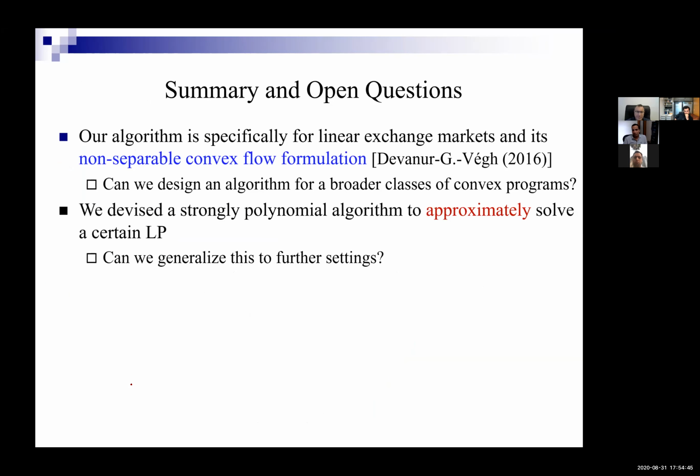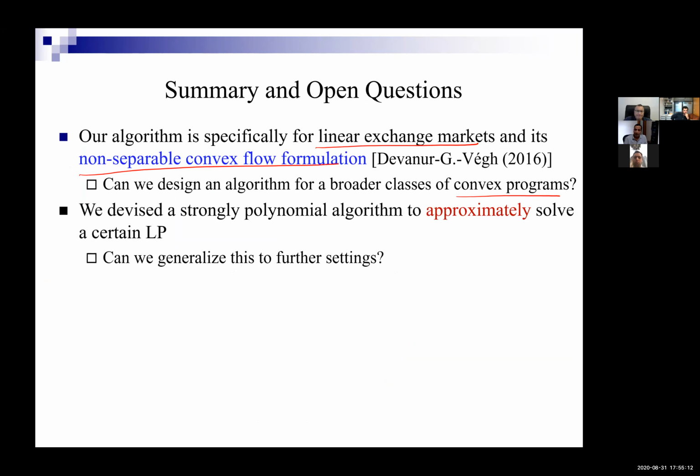So let me stop with a summary and some open questions. Our algorithm is specifically designed for linear exchange markets, and there is a non-separable convex flow formulation for linear exchange markets. This convex formulation can also be solved in strongly polynomial time, but can we design an algorithm for a broader class of convex programs?